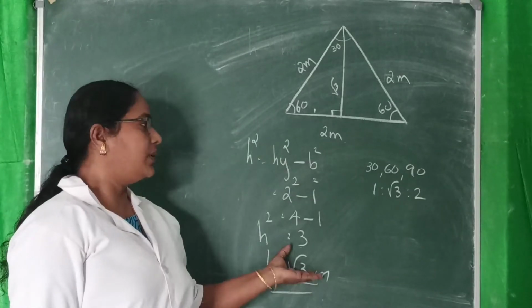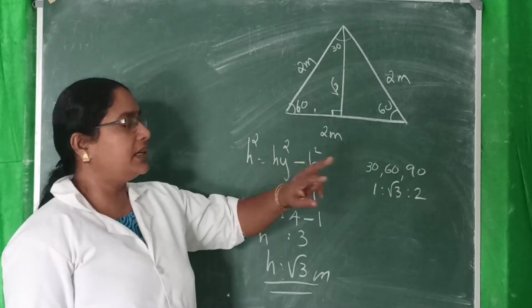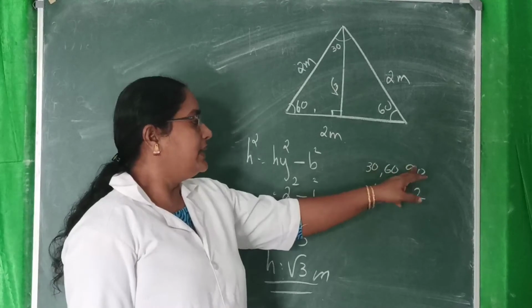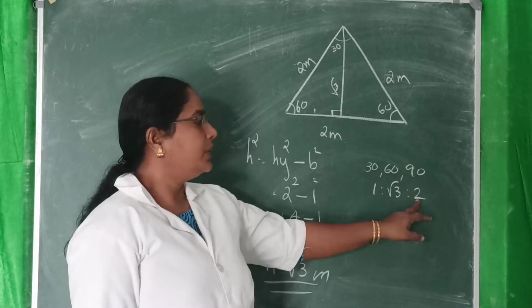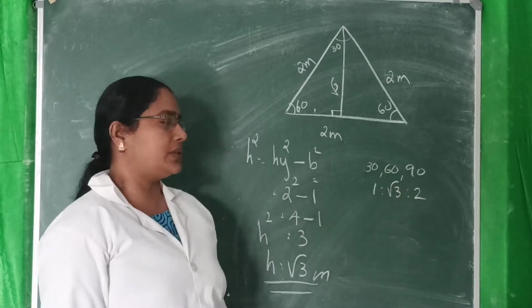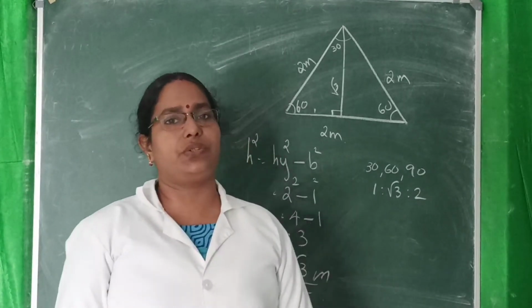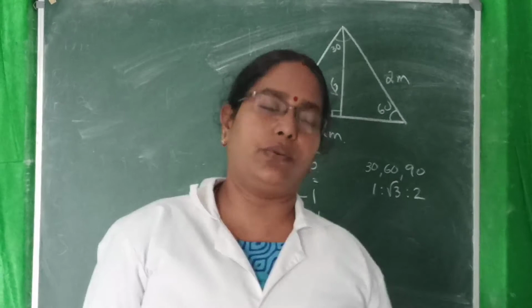What is the simple method? The side opposite 30 is given as 1, opposite 90 is 2, so opposite 60 is root 3. The sides ratio for 30, 60, 90 is 1:root 3:2. Therefore the height is root 3.